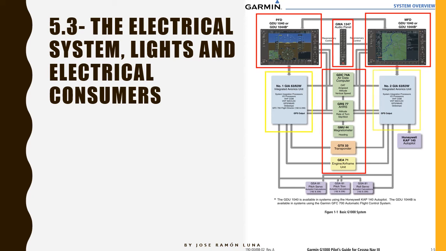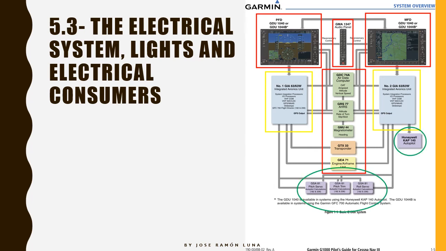Yeah, so talking about the system, we have two big computers that are interconnected. If one fails, the other one is going to take over, right? So we have the number one, GIA 63 or 63W, and then we have the number two, GIA 63 or 63W. These two things are like the brain of the system. They're going to take our inputs, process them, and throw some outputs at us in terms of information, advisories, lights, audio, whatever you can think of. These computers are in charge of producing this information, all right?